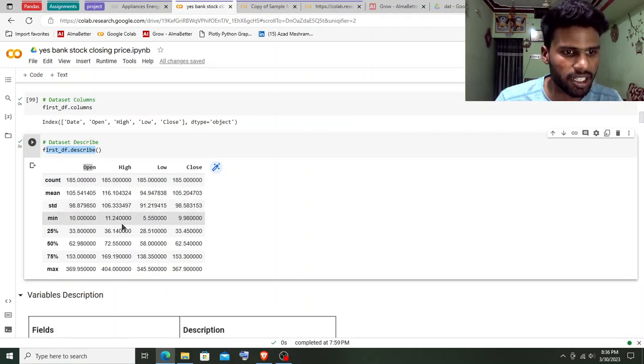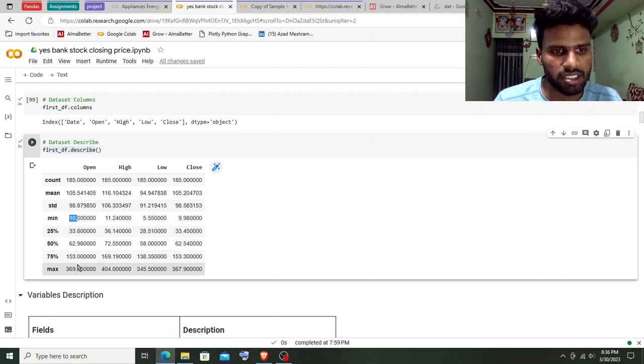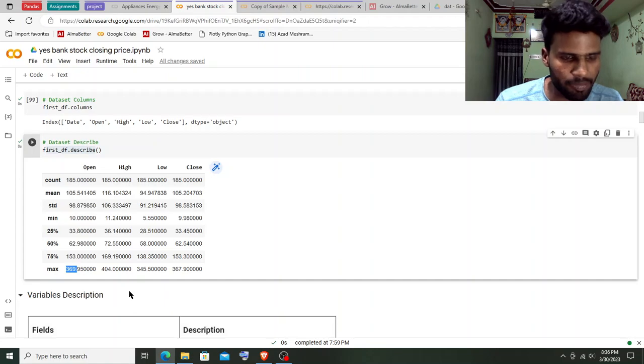So we can see here the minimum value is 10. That means the minimum opening price of Yes Bank is 10, but its maximum price is 369. So we can see that somehow it has increased by leaps and bounds, and we can at least guess that if there is some kind of cliche thing which has occurred here, we cannot consider it as an outlier, because it might be possible that it is the real-time price of the Yes Bank stock.